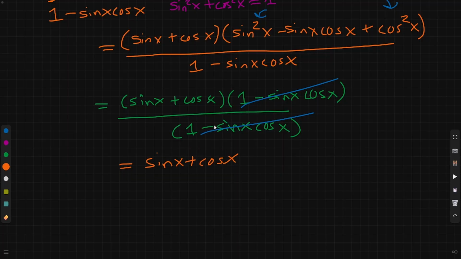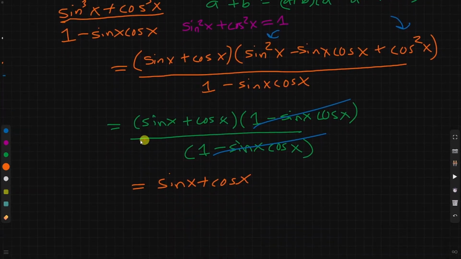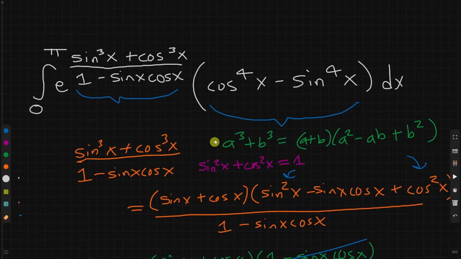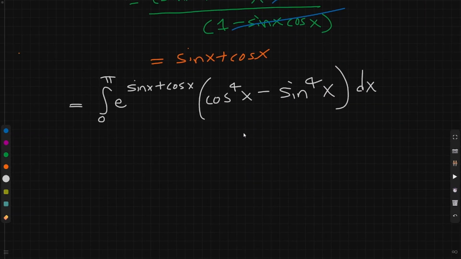So now we can say that our integral is equal to the definite integral from 0 to pi of e to the, now the exponent is just simplified to sine x plus cosine x, multiplied by our thing that we had here, cosine to the fourth x minus sine to the fourth x. Alright, now let's simplify this.